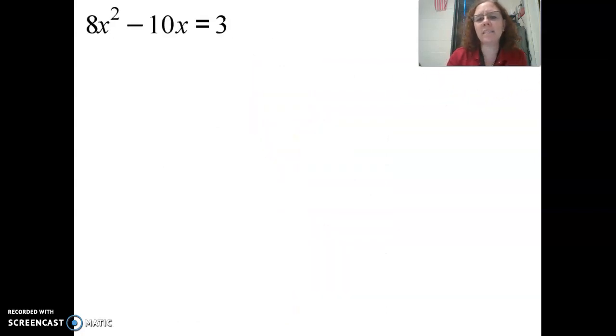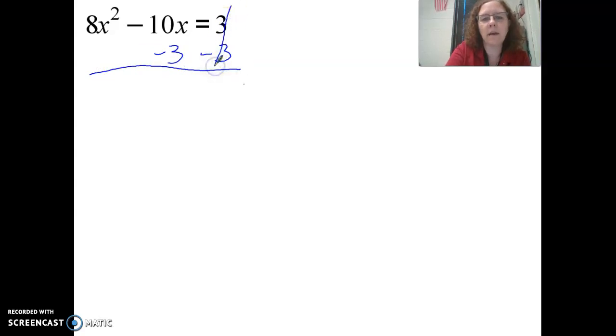Okay, but what if it isn't equal to 0? In this quadratic, 8x squared minus 10x equals 3. Well, in order to solve it, I have to be able to use the zero product property. Can't use the zero product property if there's no 0. So the first thing I need to do is make this a 0. So I'm going to subtract 3 from both sides.